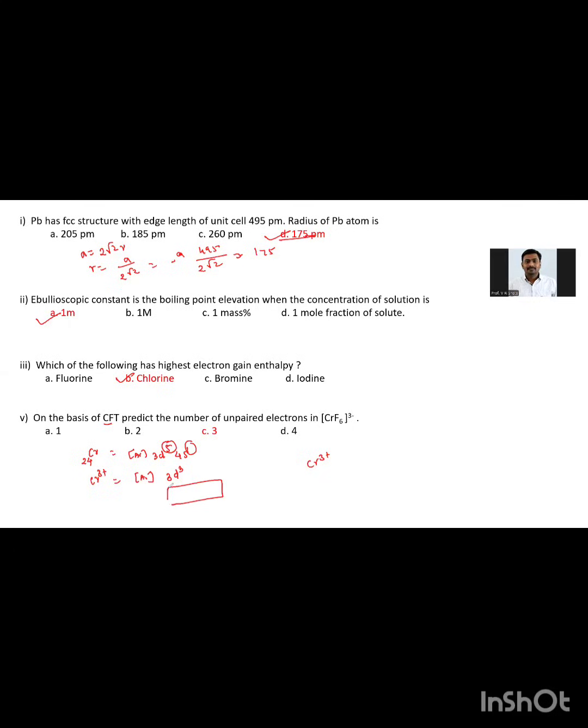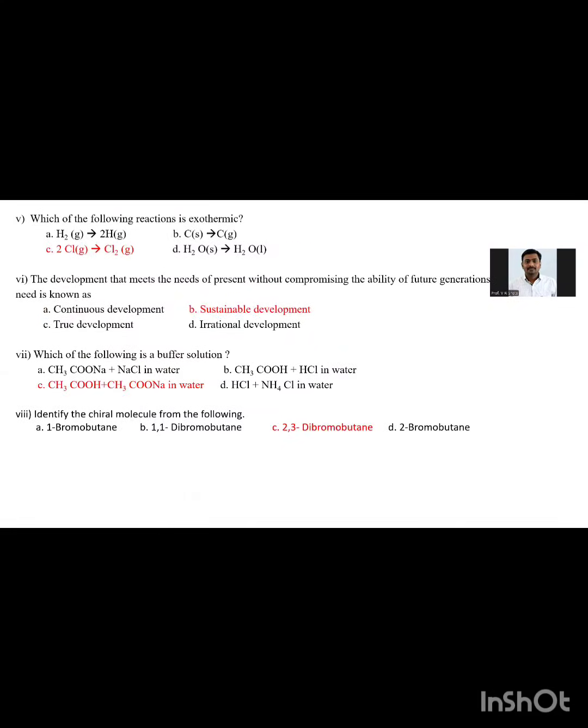Remaining will be 3. So how many unpaired electrons? 3 unpaired electrons are there. This orbital is empty, and this orbital is empty. When you are discussing an empty orbital, there is no electron. Only 3 electrons are there. So answer is C. Next one. Which of the following reactions is exothermic? Option C, formation of a molecule from the elemental states is an exothermic reaction.